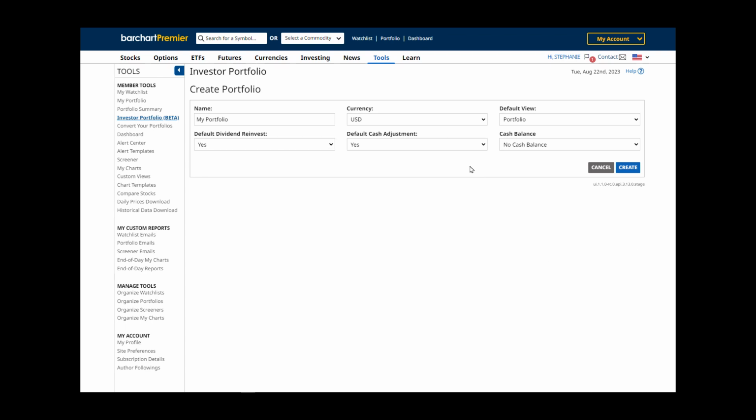Default Cash Adjustment determines the level of complexity you want when setting up your portfolio. Is cash required to make a purchase? When you identify a cash balance, you can have buy and sell transactions reduce and increase the cash balance automatically.